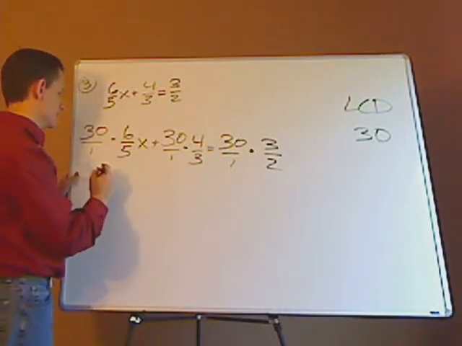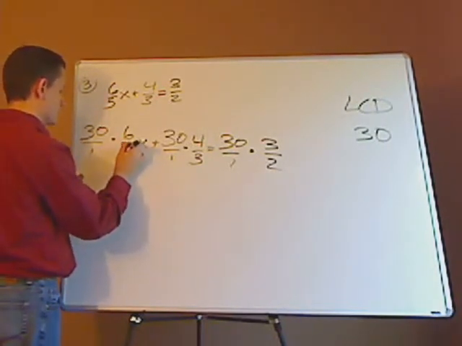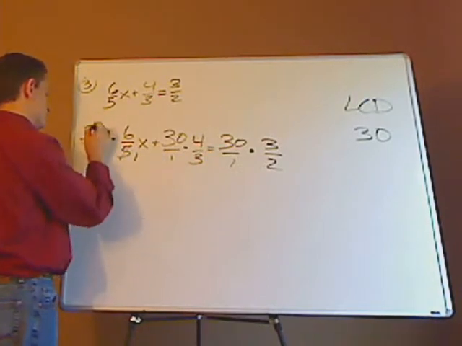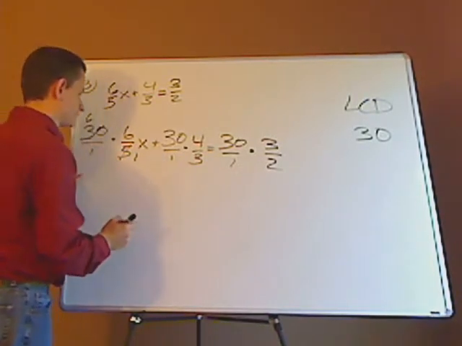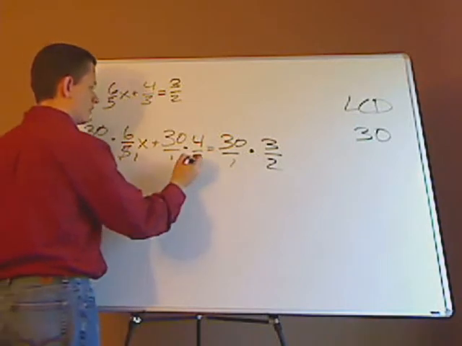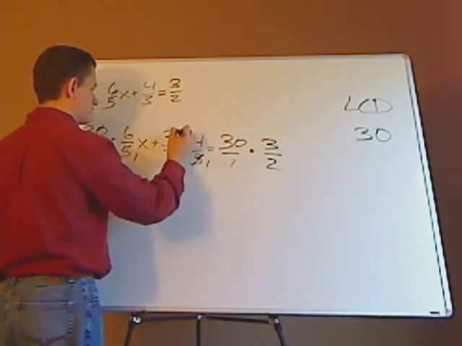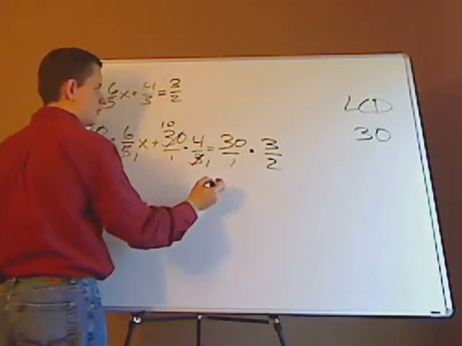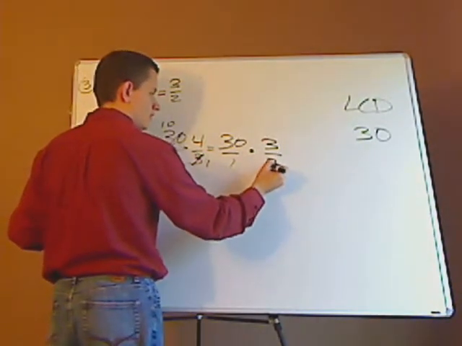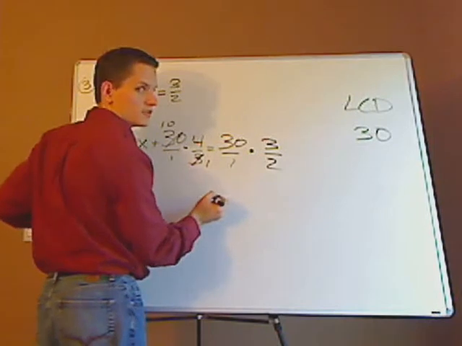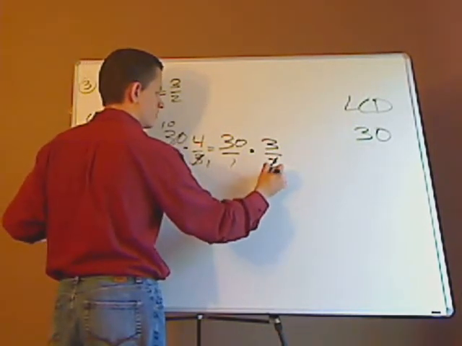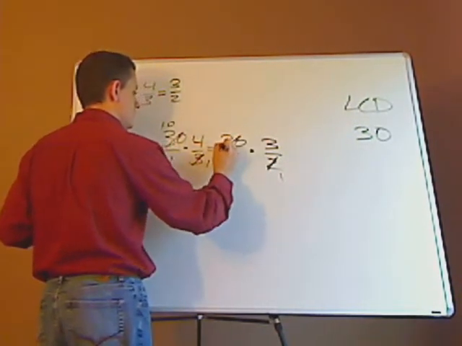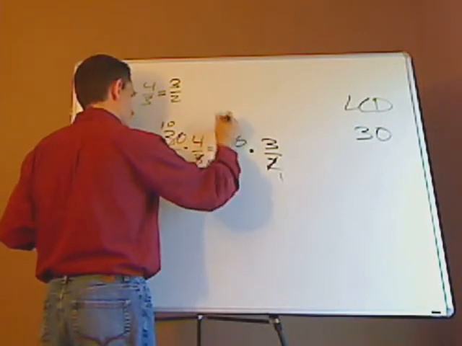And you can cancel in the numerator and denominator or by the diagonals. Here it's just the diagonals. So 5 goes into 5 once, 5 goes into 30 6 times. 3 goes into 3 once, 3 goes into 30 10 times. Here, both of them are divisible by 2. So 2 goes into 2 once, and 2 goes into 30 15 times.